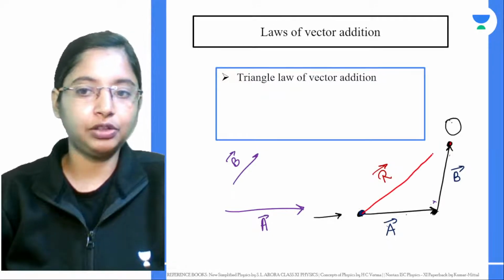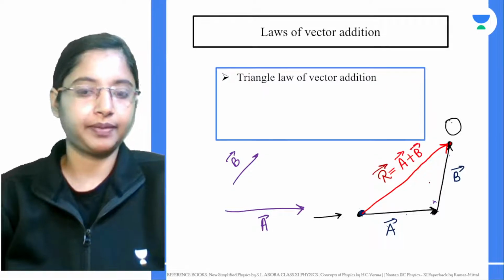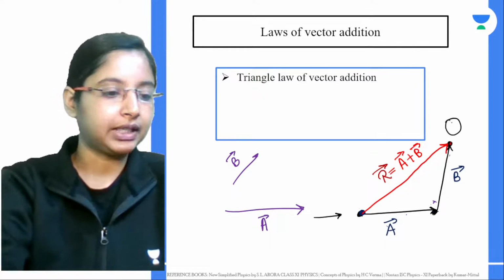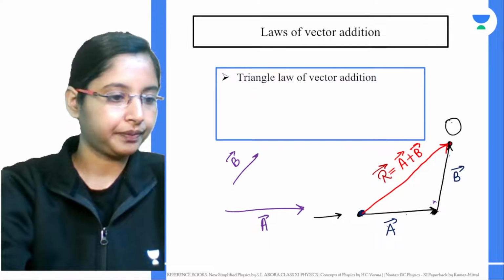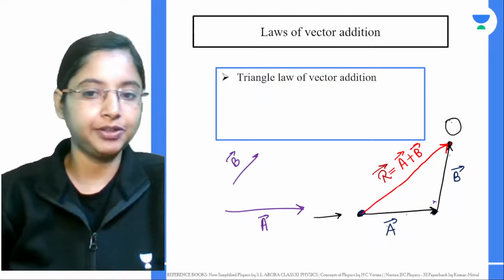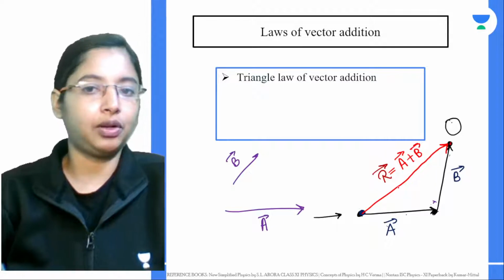From the initial to the final point, joining the A vector to the B vector, if you do that, that's the resultant. So this is A vector plus B vector. This gives you the resultant of the vector. Clear? If any of you have any doubt, you can ask me in the chat box. Alright, so this is the triangular law of vector addition.